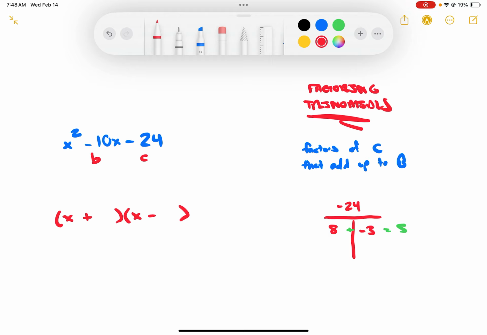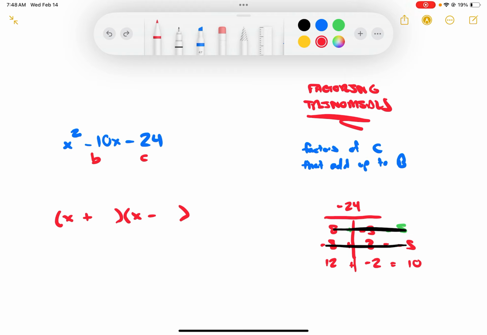Okay, well, what about its opposite? Negative 8 and positive 3. Well, that is going to add up to negative 5. So it's none of those. How about 12 and negative 2? Well, 12 plus negative 2 is 10, but I want negative 10. That's another common mistake people will do. They'll find the factors that add up to maybe positive 10, but I really want negative 10.